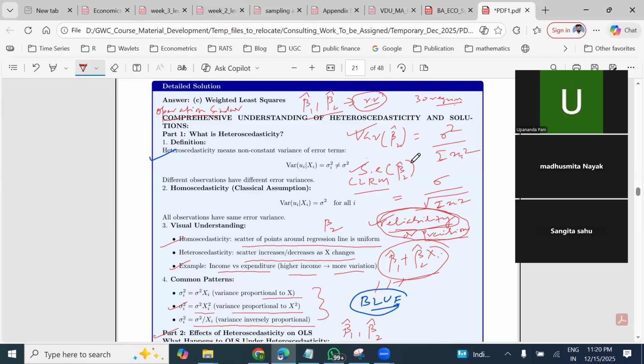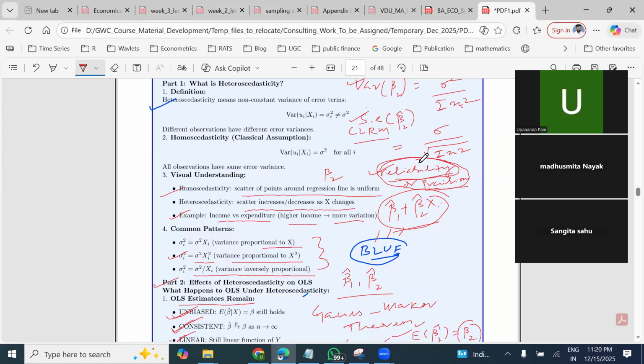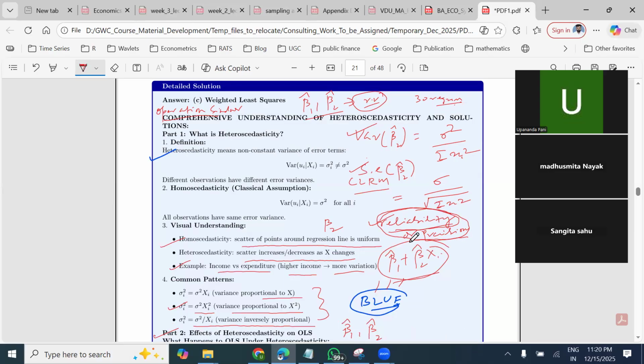Sir, how is the expected value of beta 2 hat equal to beta 2? That is a property, the unbiasedness property. We can prove it. I will send you the document. If you are interested in the derivation, I will send it to you. Not a problem. The proof that OLS is the best linear unbiased estimator I will share with you. Please do it. But right now what I am discussing is this.